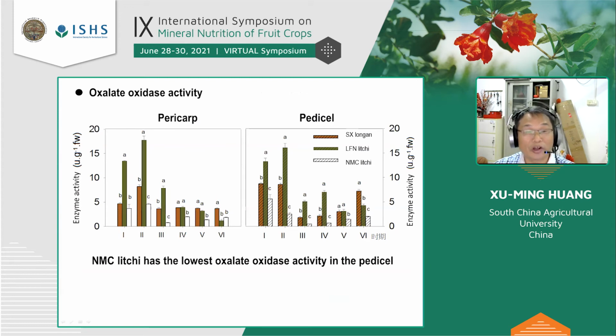Then we measured oxalate oxidase activity, and in the pericarp, the enzyme activity decreases as fruit develops. Generally, Nuomici has a weaker enzyme activity in the pericarp. Throughout the experiment, Nuomici has the lowest enzyme activity compared with Lymphonol and Xu-Ming Huang. And the enzyme activity change pattern is similar between the 2 tissues.